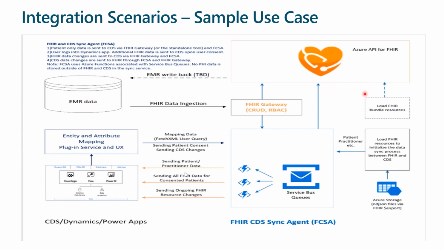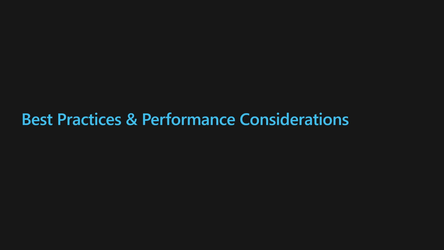In cases where the bulk data needs to be loaded, you can use an export function out of the Azure API for FHIR and rely on the FHIR bulk loader to load the data into Dataverse. Let's discuss some of the best practices and performance considerations that you can apply while setting up the FHIR Sync agent.